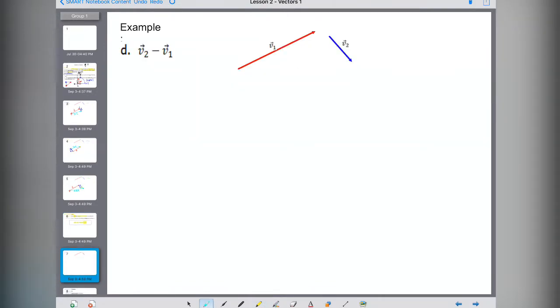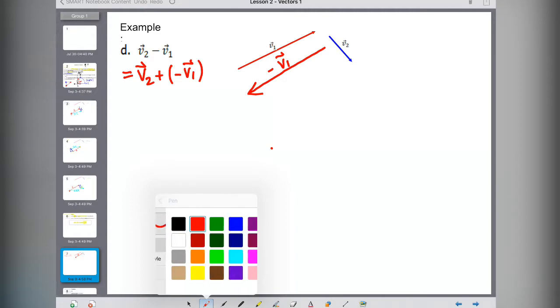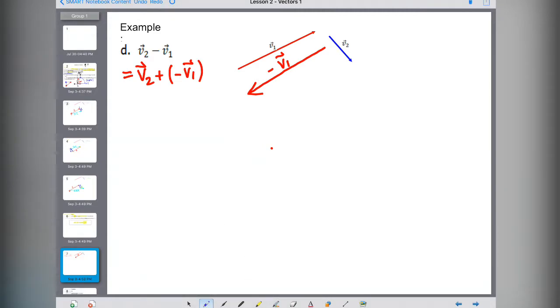Okay, so V2 and V1. I'm just going to change this pen. We said that whenever we do subtraction, we want to do the addition of the negative. Okay, so V1 is the red vector, and the negative of V1 is going to be the same vector. See how it's the same length, but opposite. This is negative V1. Okay, so then we're just going to repeat the process like we did.